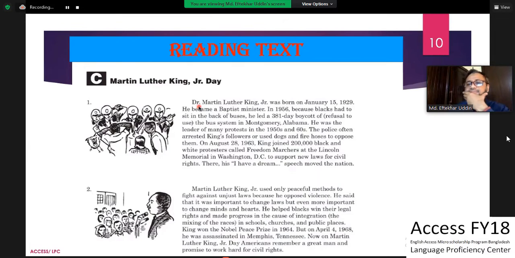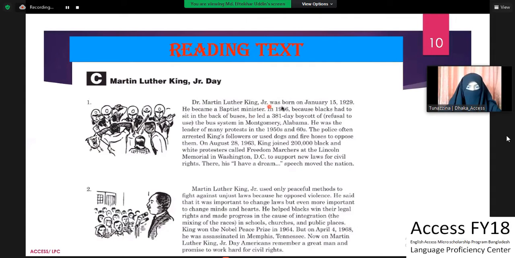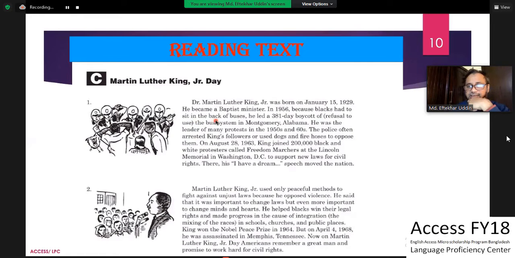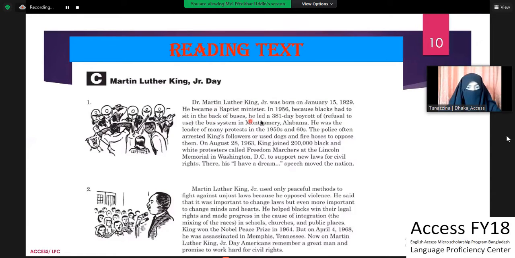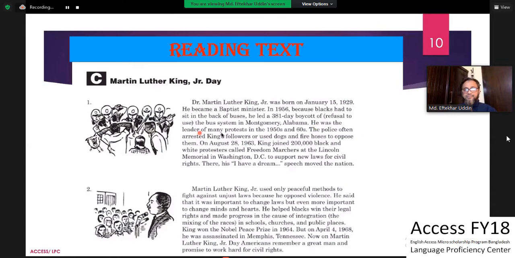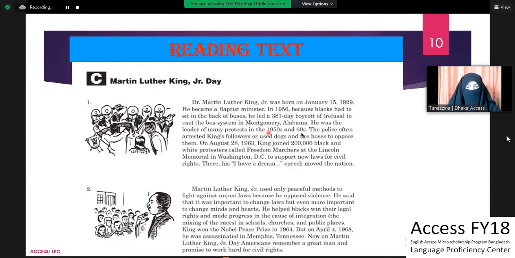Okay. Dr. Martin Luther King Jr. was born on January 15, 1929. He became a Baptist minister. In 1956, because blacks had to sit in the back of buses, he led a 381-day boycott of the bus system in Montgomery, Alabama. He was the leader of many protests in the 1950s and 60s.